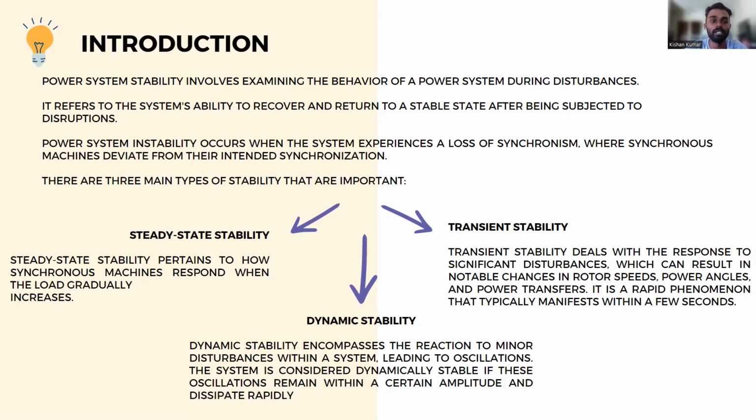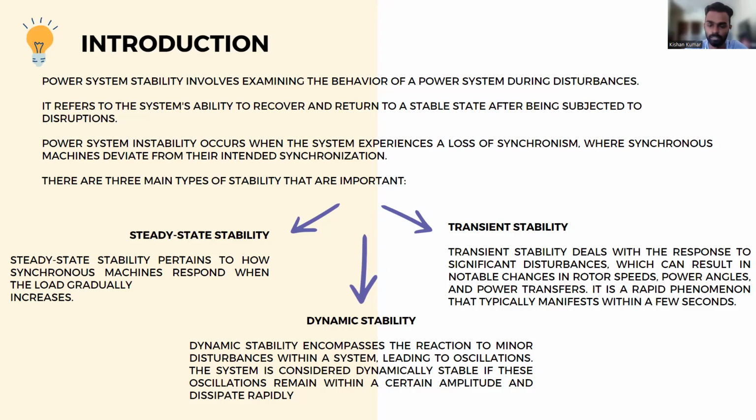And then here we can understand that there are three main types of stability which are important to be noticed and to be maintained. So the main three stabilities are steady state stability, dynamic stability, and transient stability. Steady state stability pertains to how a synchronous machine responds when the load gradually increases, whereas dynamic stability encompasses the reaction to minor disturbances within a system, leading to oscillations. The system is considered dynamically stable if the oscillations remain within a certain amplitude and dissipate rapidly.